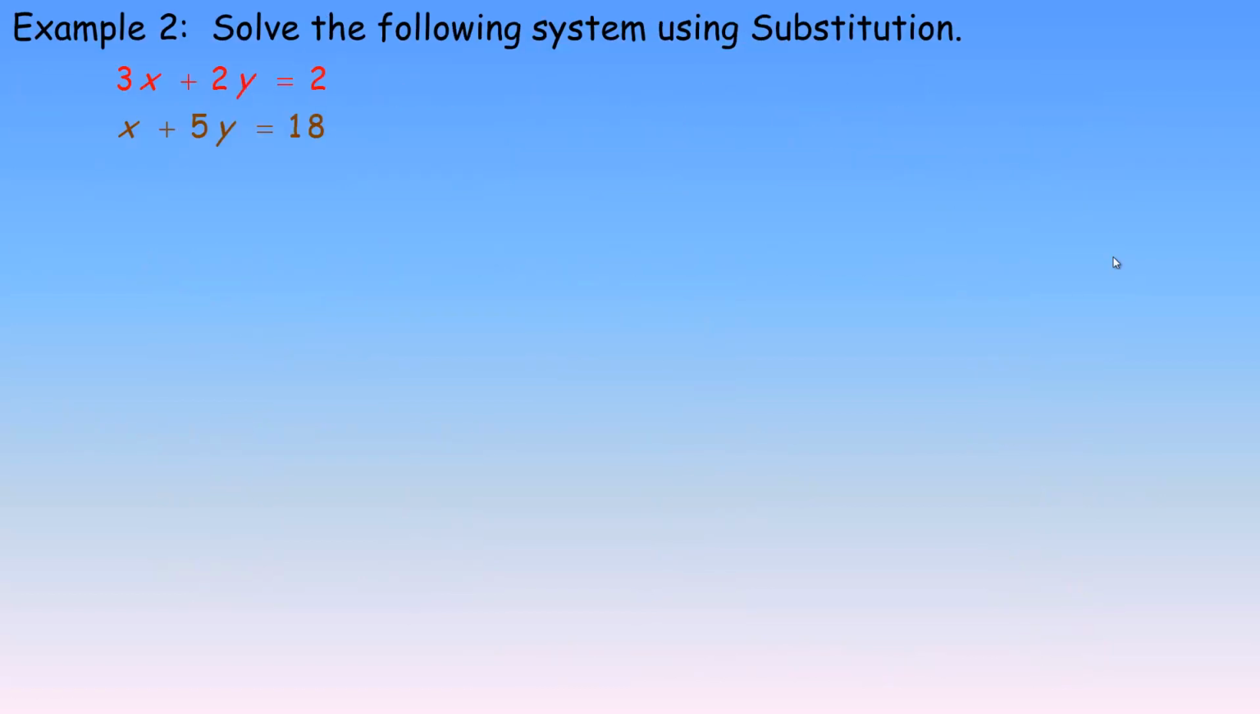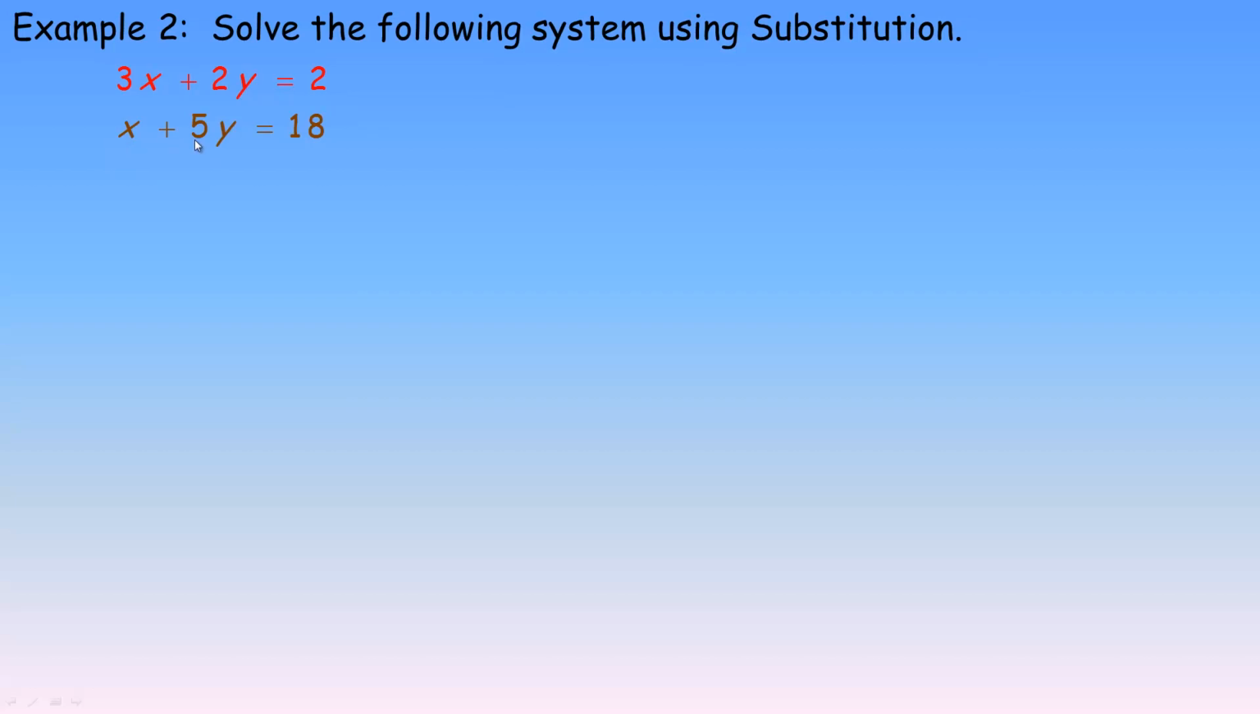Okay, on to the second example. Now, in this one, here's our two equations again, and you don't have one solved for x or y already. But this equation here is fairly convenient, fairly easy to rearrange for x, because x has a coefficient of 1. If x or y have a coefficient of 1 or negative 1, it's fairly easy to rearrange for those.